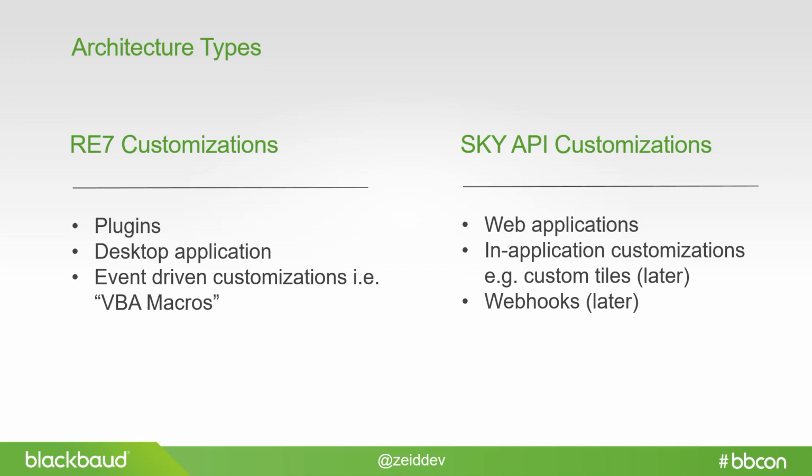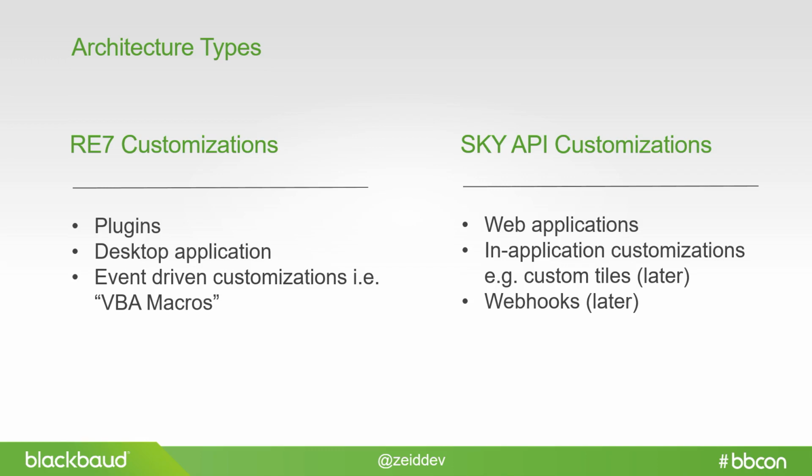Then we also have in-application customizations. What I mean by that is possibly tiles within the main constituent record or within a different area of NXT, where we can use those tiles to display external data. We're not quite there yet. Those are in the pipeline. We know that there is a beta version of that, and in fact, by the time you see this after BBCon, it may well be they've released it. But we're not quite there at the time of recording this webinar.